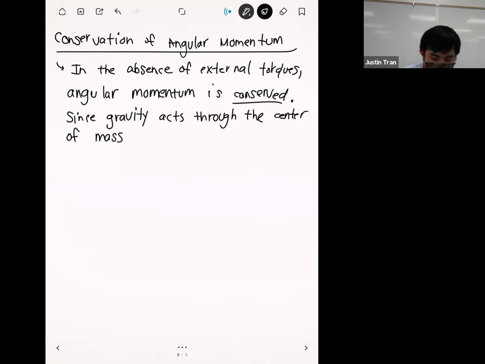A lot of times, we consider the center of mass to be the axis on which we're rotating around. But since gravity acts right through the center, it acts basically exactly the same as our joint forces. If we look at our joint forces from our static analysis, because the joint forces act right at the joint where we're rotating, they don't contribute any torque. And so gravity alone usually doesn't provide any torque to a body.